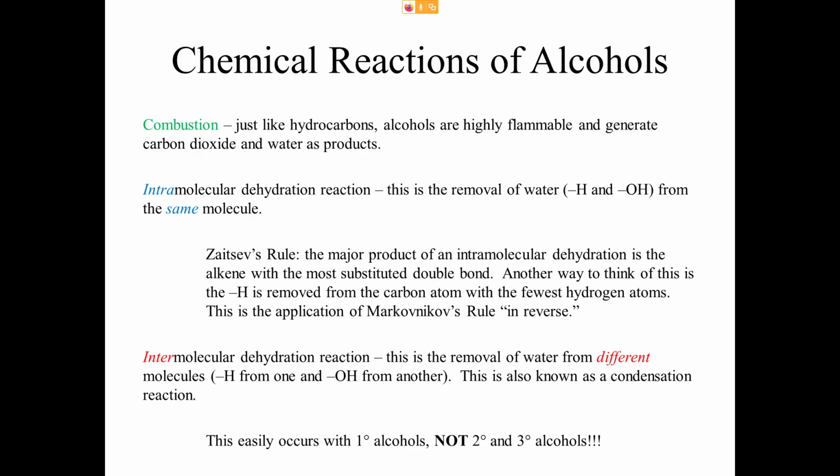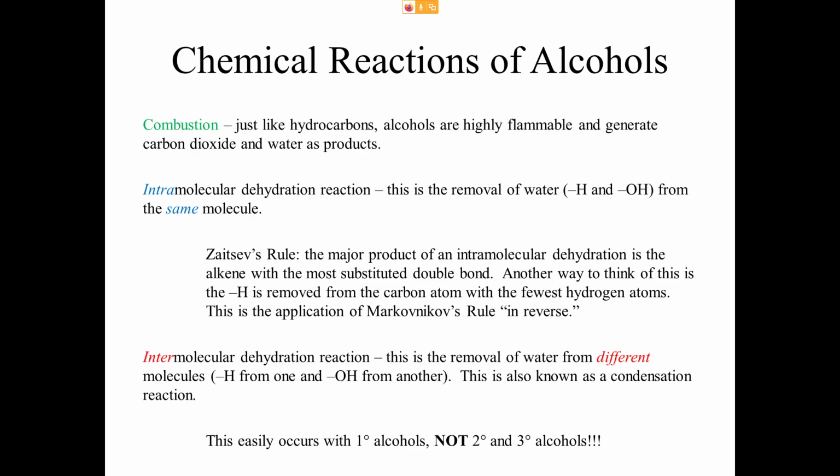Okay, so it's Markovnikov's rule in reverse. So the carbon that had the fewest H's to start with is the one that's going to lose the H. So here the poor get poorer. It's kind of the corollary to Markovnikov's rule. So if you have the fewest number of hydrogens, that's the one that's going to lose the H. And the other one clearly has the OH on it.